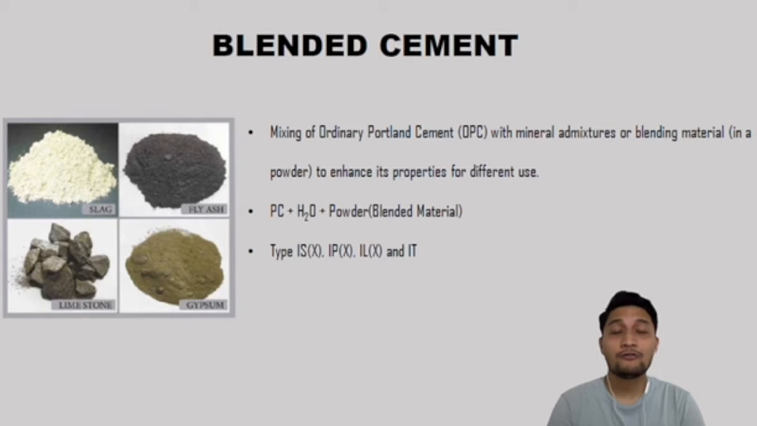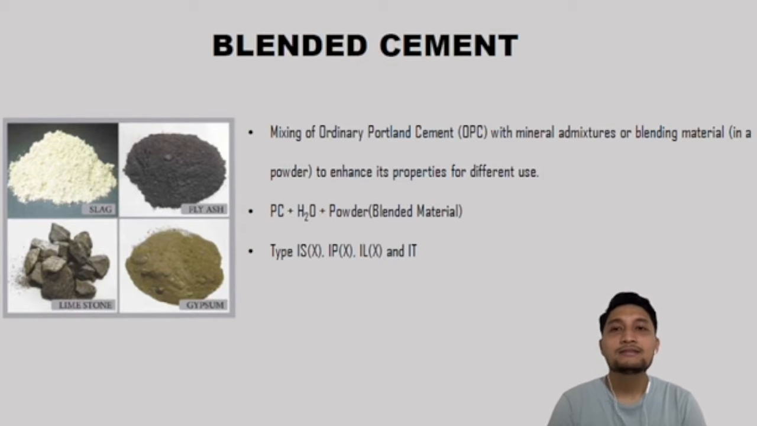There are 4 types of blended cement. First is type IS or Portland slag cement. This type of cement contains 70% of slag and is generally used in construction. The second one is type IP, which is Portland pozzolan cement. This type of cement contains 50% of pozzolan, which are fly ash.